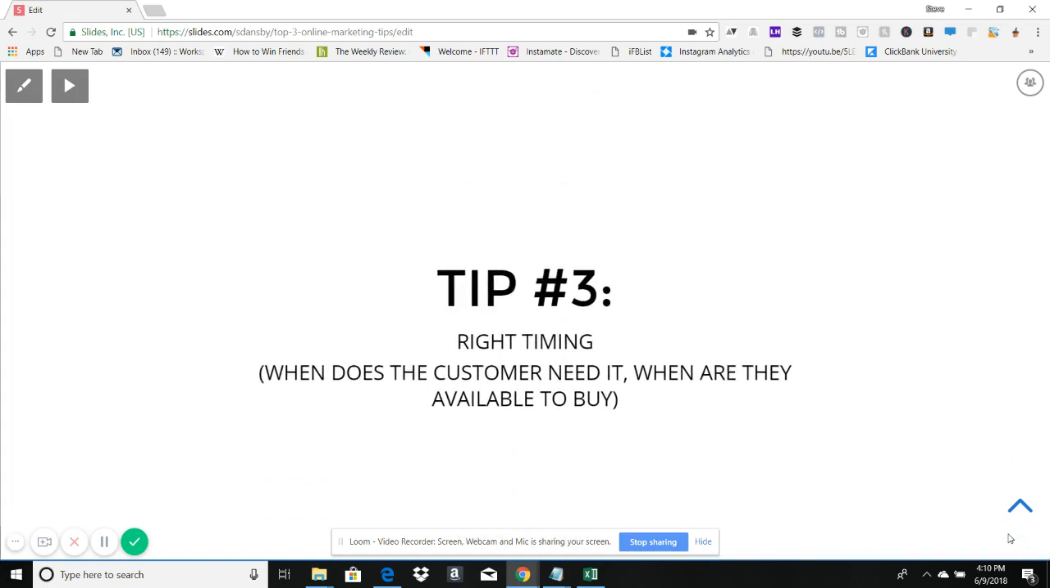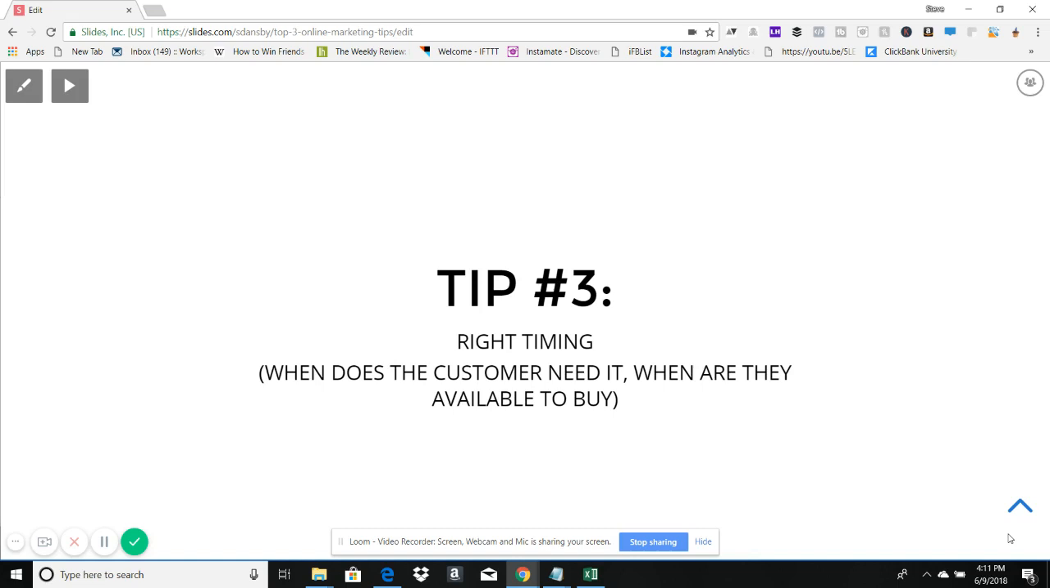And finally, tip number 3, the right timing. What does the right timing mean? When does the customer need this? When are they available to buy? In other words, some particular businesses may be more profitable in certain times of the year. You have some businesses that are more profitable around certain holidays. You have some businesses that are more profitable on the weekend.